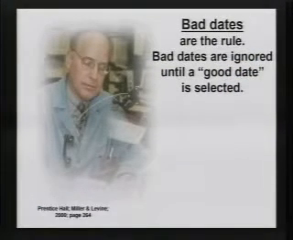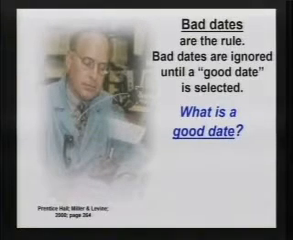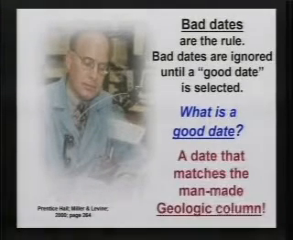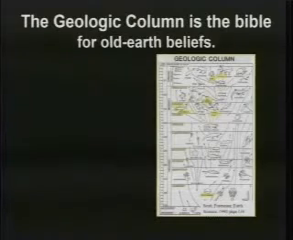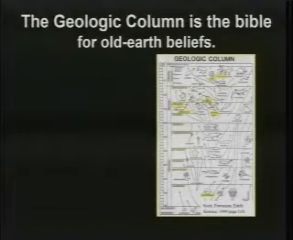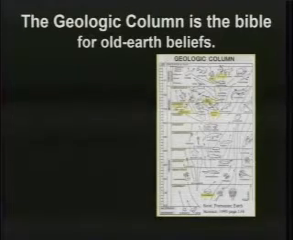Bad dates are the rule. They date a rock over and over again until they get a good date that they select. So what's their definition of a good date? Well, that's a date that matches the man-made geologic column or time scale. The geologic column is the Bible. This is where the old Earth beliefs truly come from.